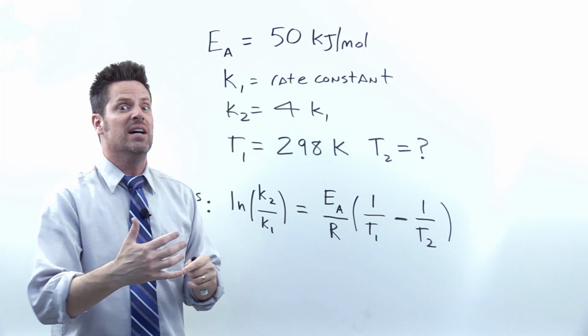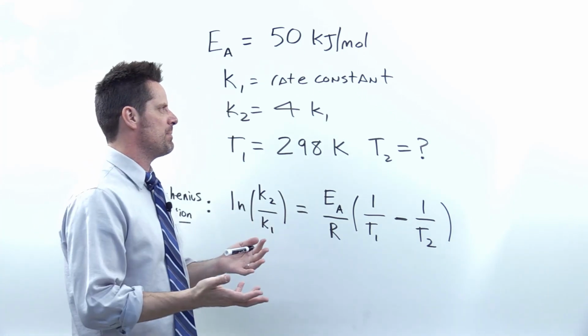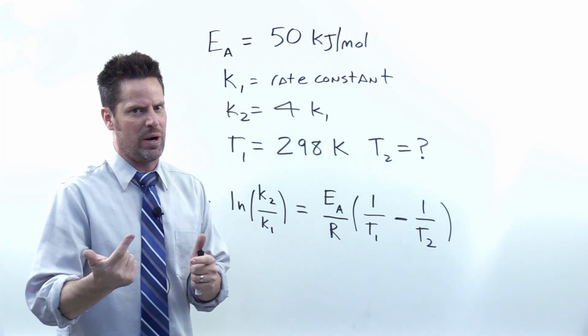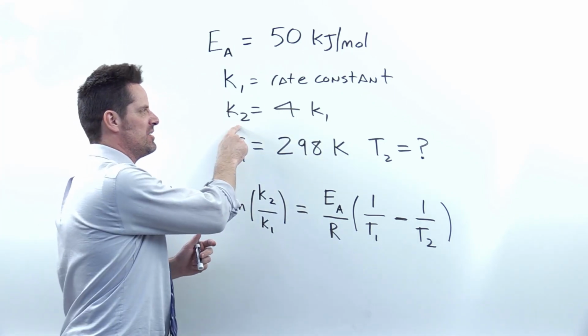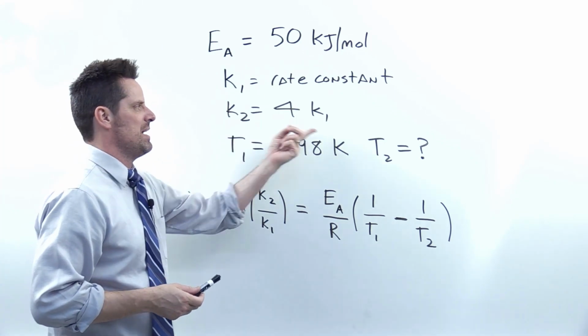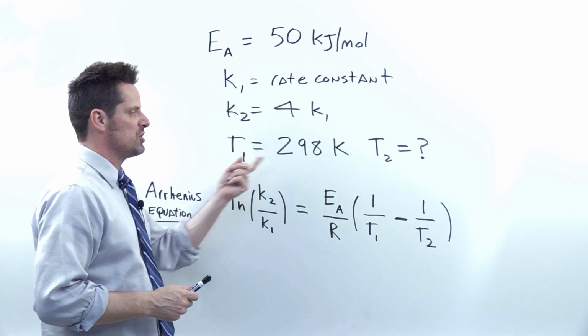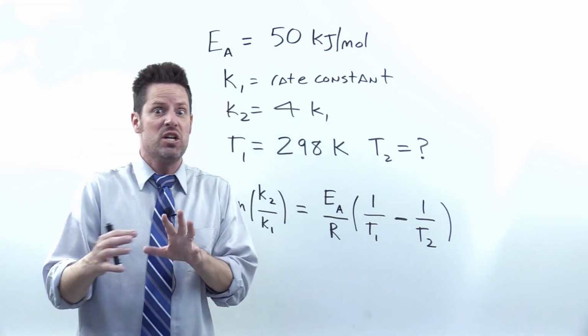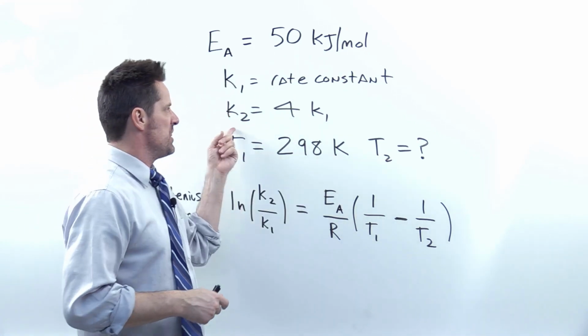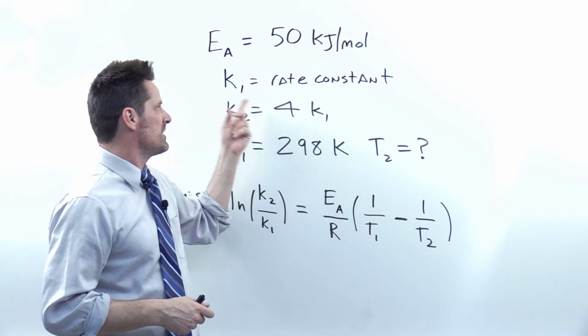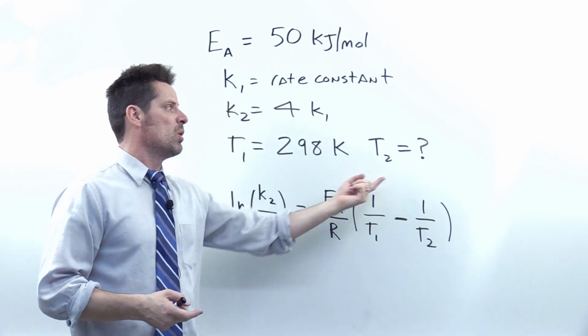And then it tells us that we have a new rate constant after we change temperature that is 4 times the original rate constant. So the new rate constant that I'll call K2, written here, is equal to 4 times K1. It tells us the initial temperature is 298 K, and then it asks us what is the new temperature that is going to make this new rate constant be equal to 4 times the original rate constant. In other words, what is T2?